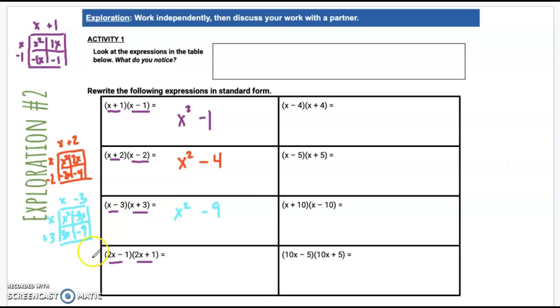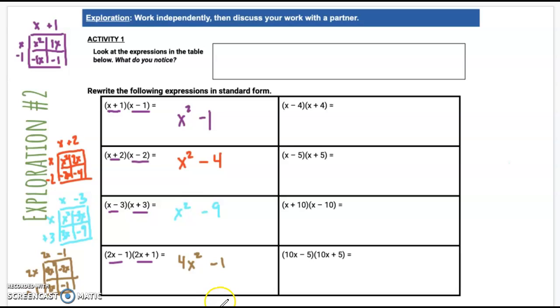All right, let's do another one here. So I've got 2x minus 1, 2x plus 1. So 2x times 2x, that gives me 4x squared. 2x times negative 1 is negative 2x. 2x times 1 is 2x. 1 times negative 1 is negative 1. So I've got 4x squared, negative 2x plus 2x. Well, that gives me 0x. And then I've got a minus 1. At this point, you might be able to start seeing the pattern already.